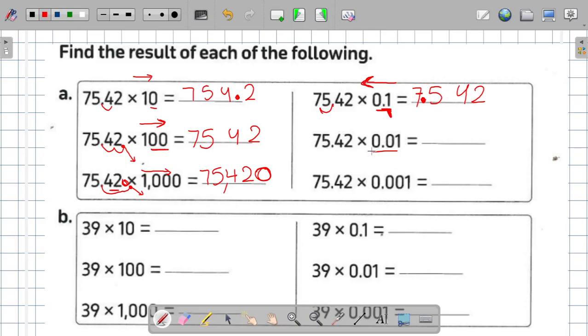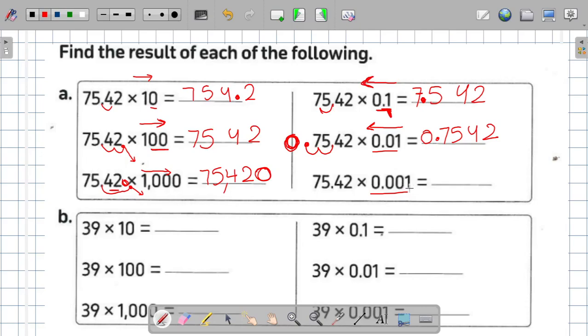Next, I want to multiply by 0.01 or 100th. So I want to move the decimal point to the left two places. Okay, so I have 1, 2, and the decimal point will be here. But where is that first place? So I will put a 0 here. So it will be 0.7542.